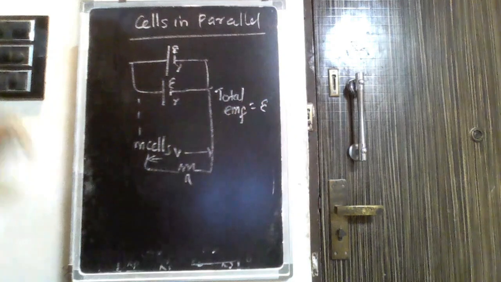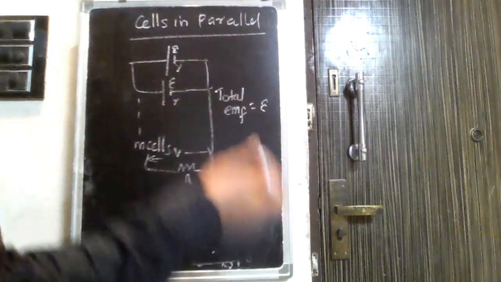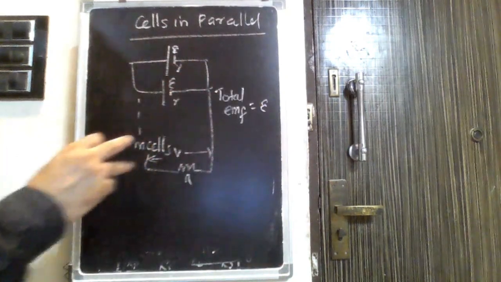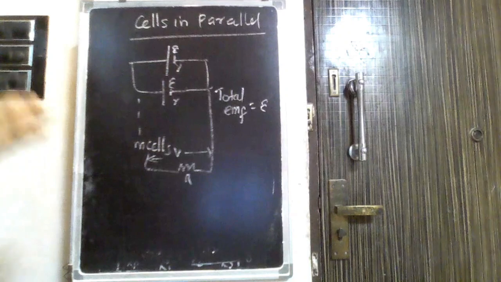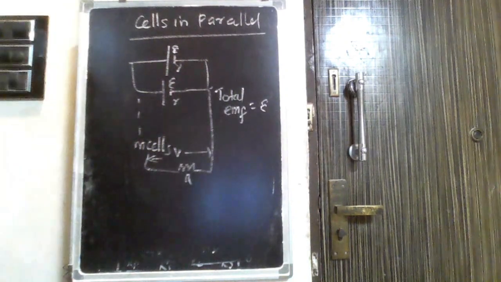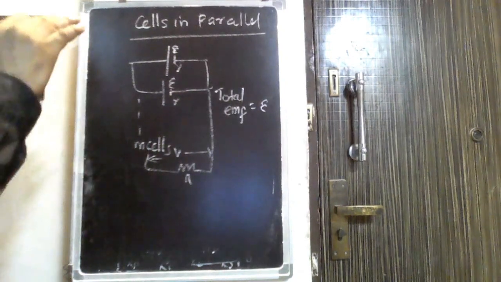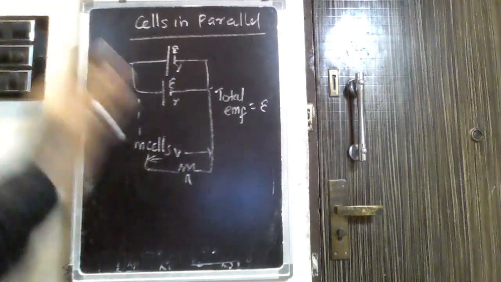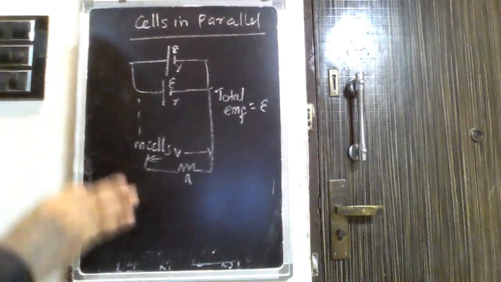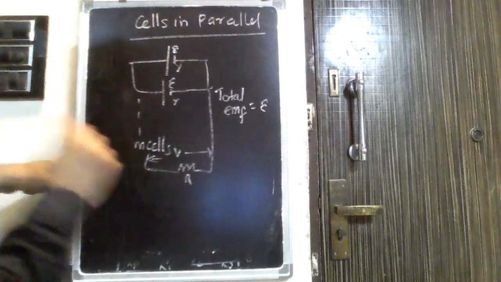Now EMF is E, because if you have identical cells which are connected in parallel, what one cell's EMF will be, that will be the EMF for everything. So understand this very importantly. This is for identical cells. When cells have same EMF and they are connected in parallel, even if you have 100 cells in parallel, the voltage or total EMF will be EMF E of one cell only. So don't be confused. I'm telling once again, it's for the identical cells of same EMF.